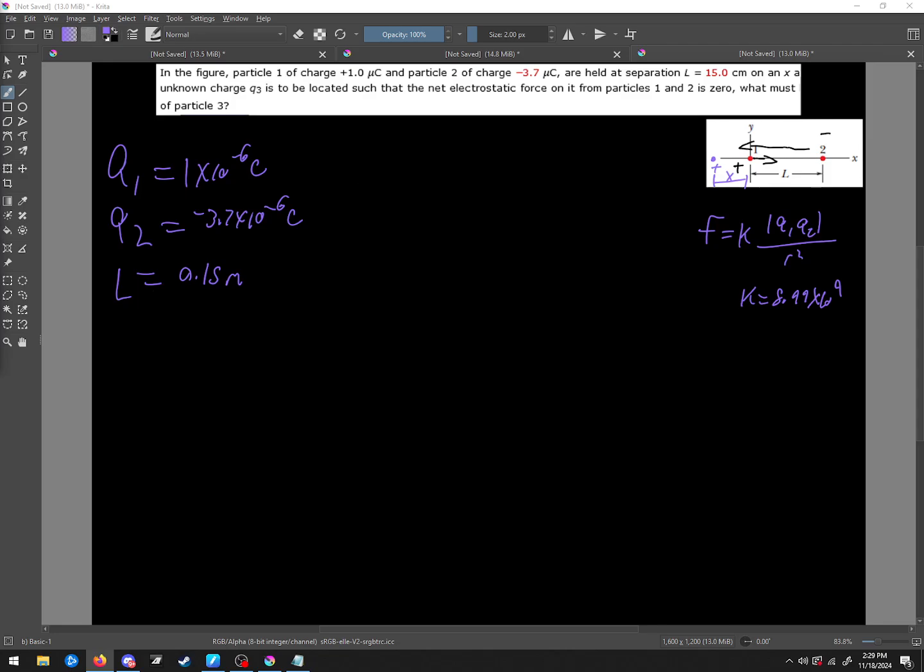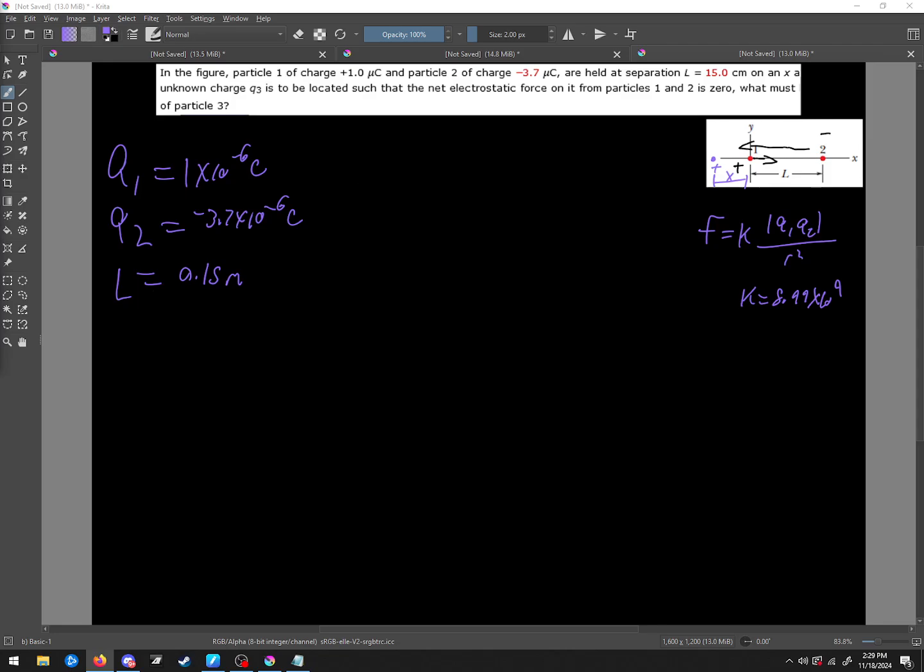In the figure, particle 1 of charge 1 microcoulomb and particle 2 of charge negative 3.7 microcoulomb are held at a separation L on the x-axis. If particle 3 of unknown charge Q3 is located such that the net electrostatic force on it from particles 1 and 2 is 0, what must be the coordinates of particle 3?